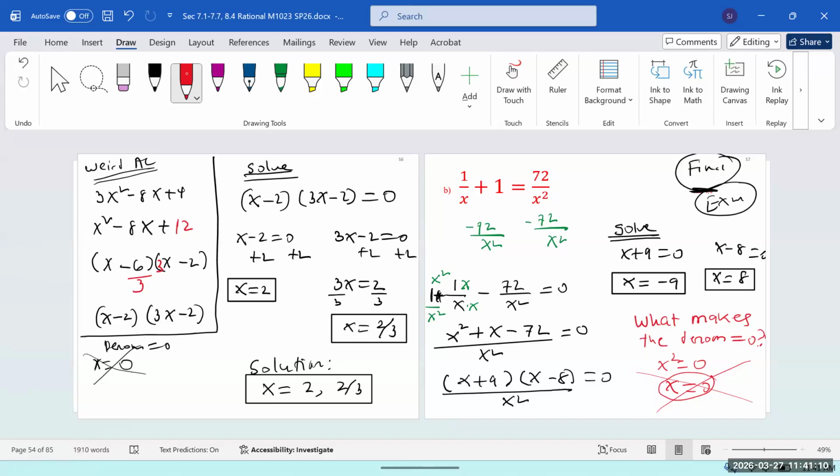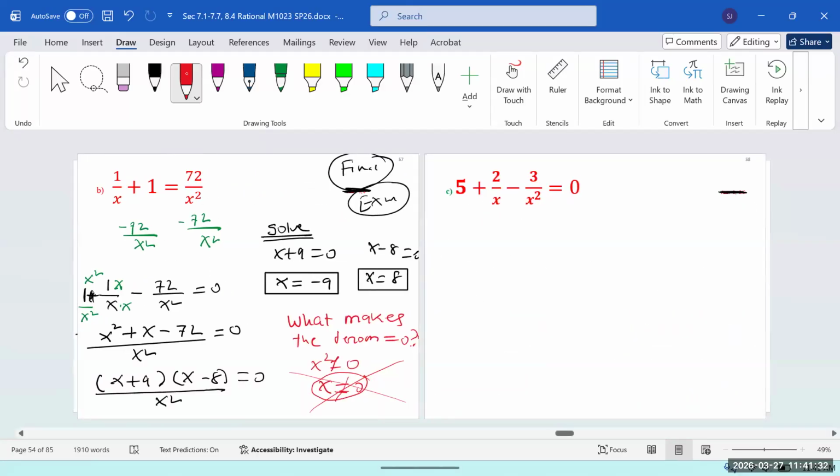But it will not always be the case. Sometimes that number that makes the denominator 0 will be in our solution. That's why you have to always check. So you don't want the denominator to be 0. Great, that was easy. If you're lucky, you're going to see one of these in the final. All of these are final questions.